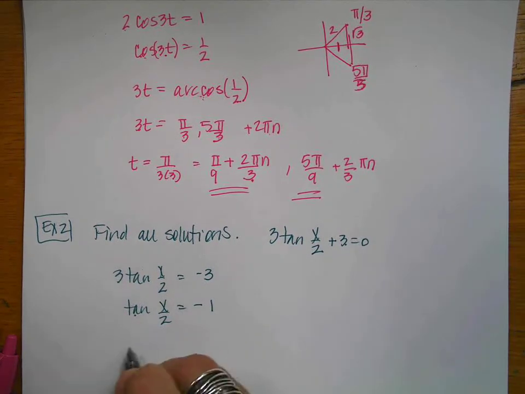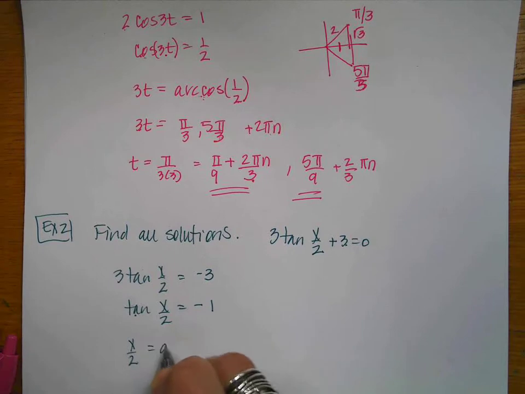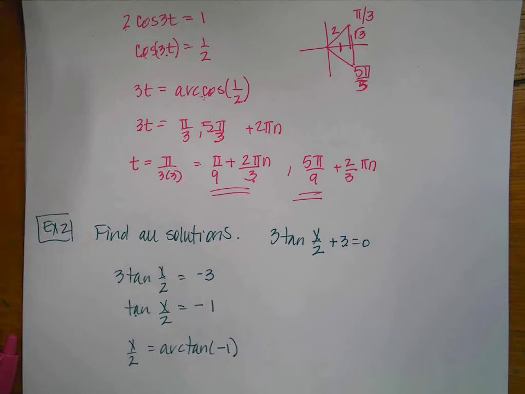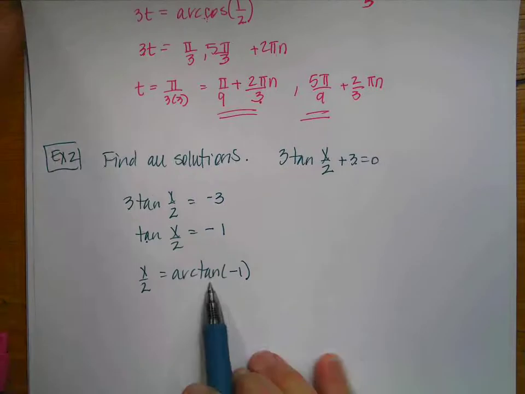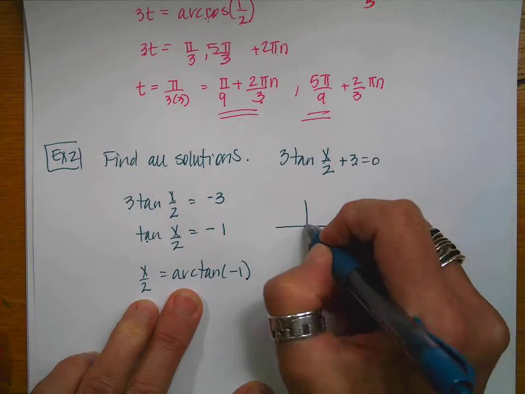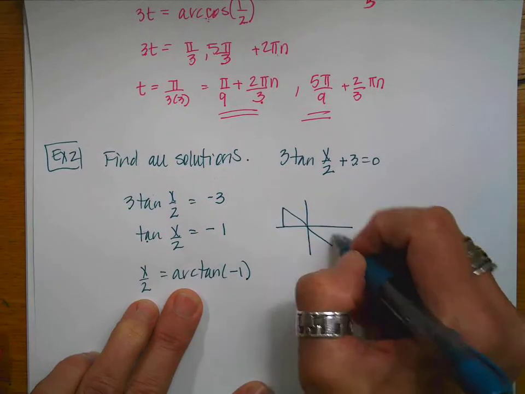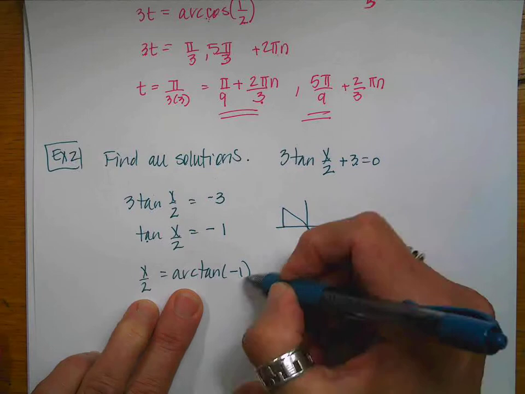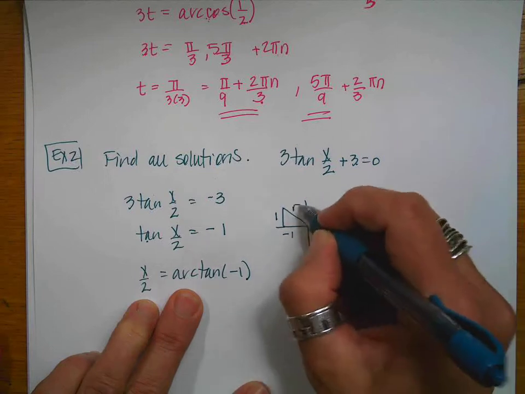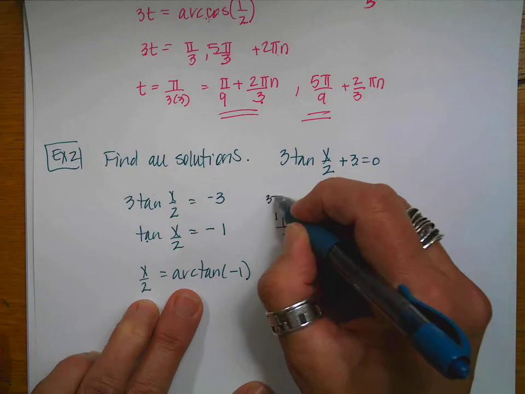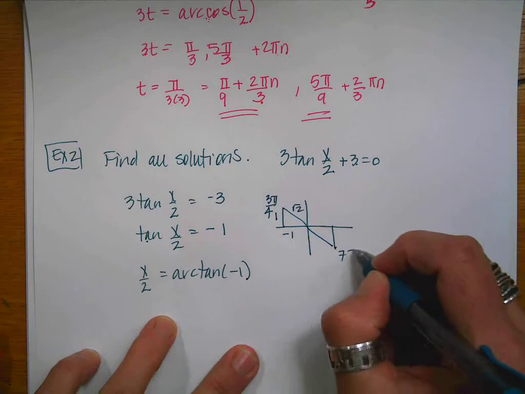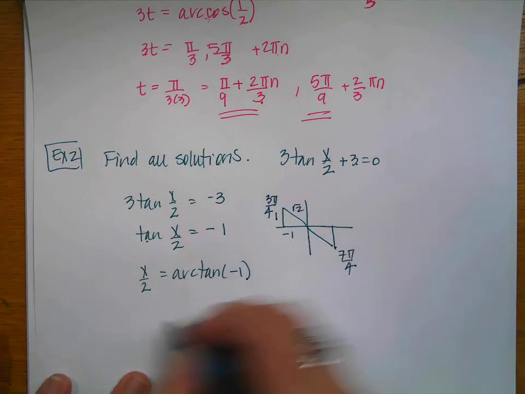And now to undo the tangent, I have to do the arc tangent. So it's the arc tangent of a negative 1. And this says what angle has a tangent ratio of negative 1? Well, if you think about tangent, tangent is negative in the second and fourth quadrants. And tangent is 1 when both the x and y are the same, or a negative 1 when they are opposite. So this is 3 pi over 4, and then this angle over here is 7 pi over 4.